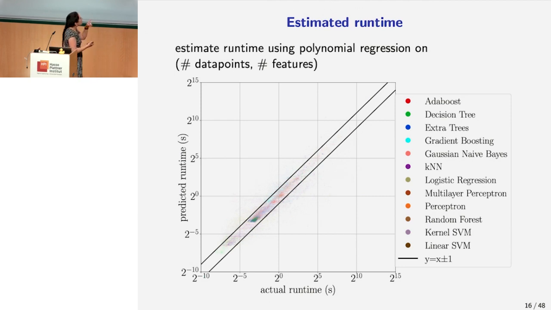So when you plot the actual runtime against the predicted runtime, it actually works really well, like within a factor of 2. These black lines show when you're correct within a factor of 2, and you can see that most of these colors are inside the black lines. And we don't need a very accurate model, right? We're just using this to make sure we don't run any super slow algorithms.